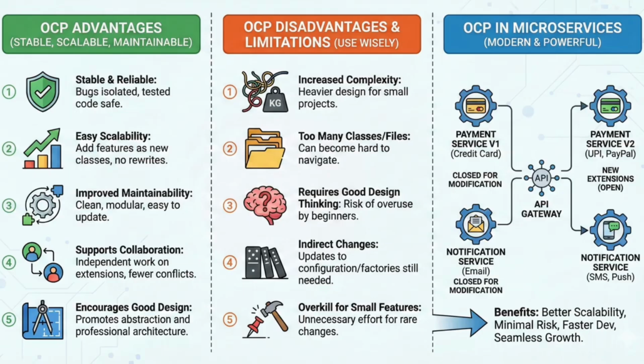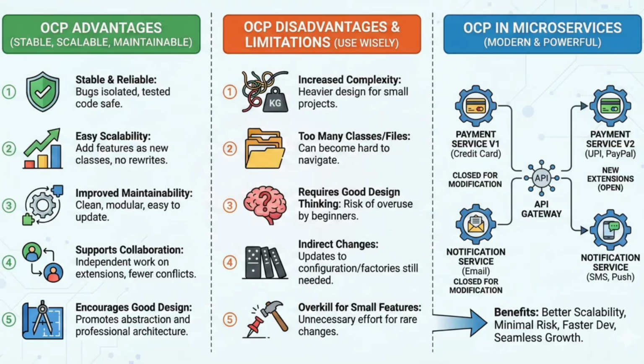Fifth, it encourages good design practices. By using abstraction, interfaces, and design patterns, OCP helps developers think in a professional and architectural way rather than just writing quick fixes. In simple words, the open-closed principle helps us build robust, scalable, maintainable, and future-ready software that can grow smoothly as requirements change.